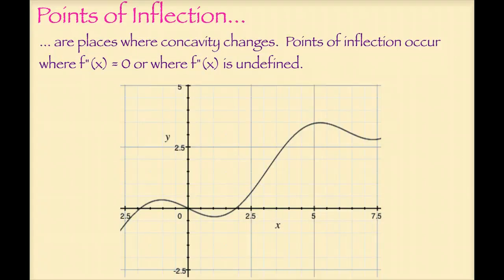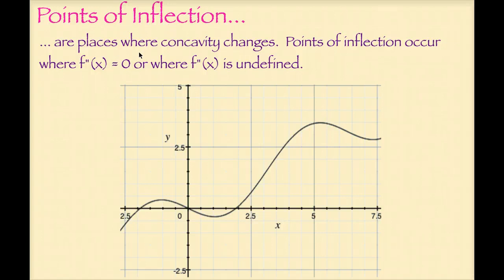Perhaps you've been wondering what you call it when concavity changes on a graph. We know that when the slope changes on a graph, we have extrema, a max or a min. But what about the place where a graph is changing from concave down to up, or vice versa? That is called a point of inflection.